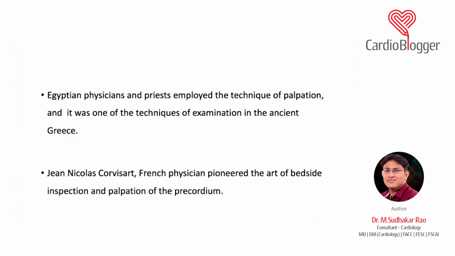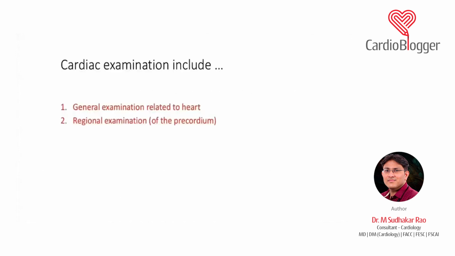However, it is a good practice that after a good general examination and after the inspection and palpation, we can arrive at a differential diagnosis and conclude what inferences we can take from the inspectory and palpatory findings. So the cardiac examination includes a general examination related to the heart and the regional examination. I have already discussed in my previous classes the important general examination, including the JVP and the other head to toe findings. So in this class we will focus more on the regional examination of the precordium.